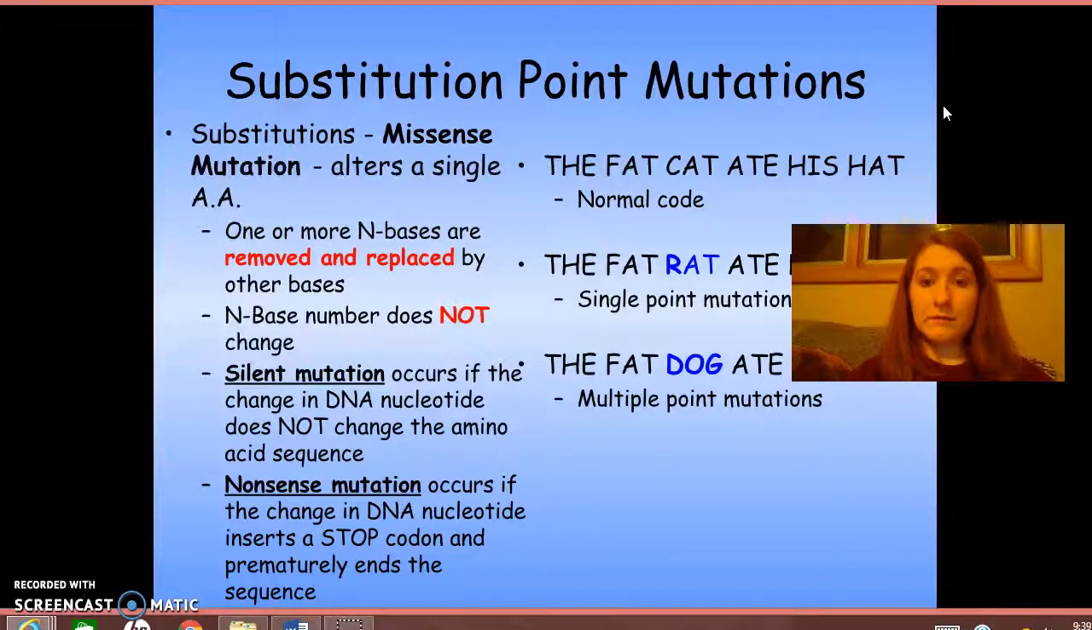So even if the one nucleotide is changed, it still would code for the same amino acid, so that's kind of like a silent mutation. It still makes the same amino acid even though there was a change in the sequence. A nonsense mutation occurs if a change in the DNA nucleotide inserts a stop codon and prematurely ends the sequence.